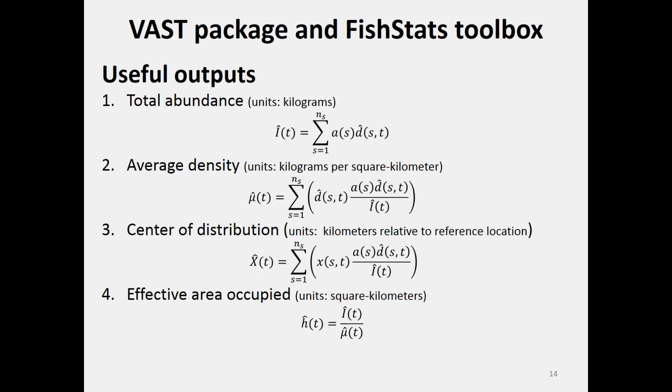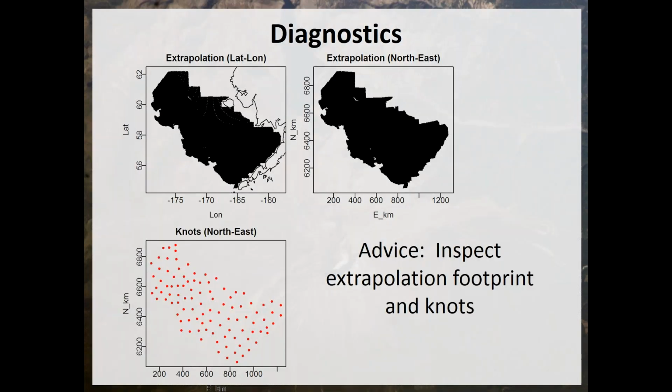And then from that density, dropping the C subscript, but you could put it back in, you can get total abundance, average density, center of distribution, or the effective area occupied, like we talked about before. Before we were framing them as function valued, with integrals, whereas now I'm doing the summation across the number of knots, which I'm calling S here.